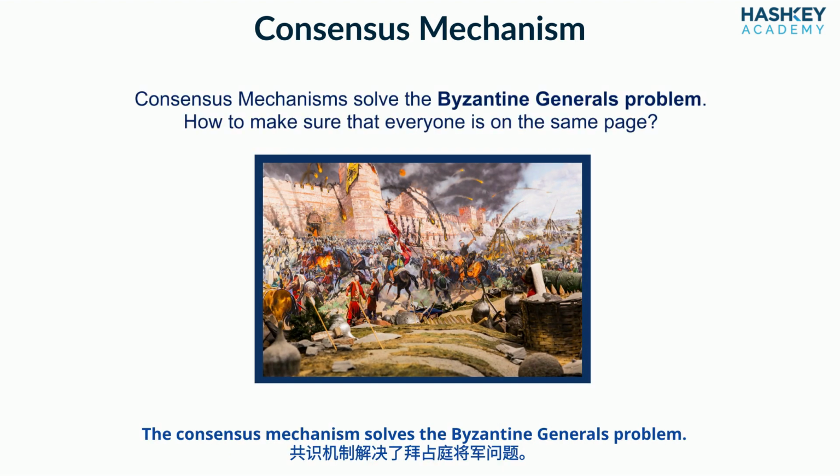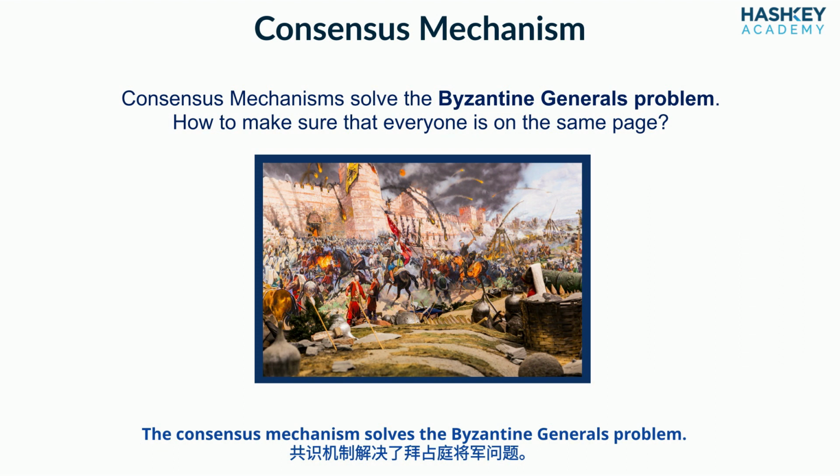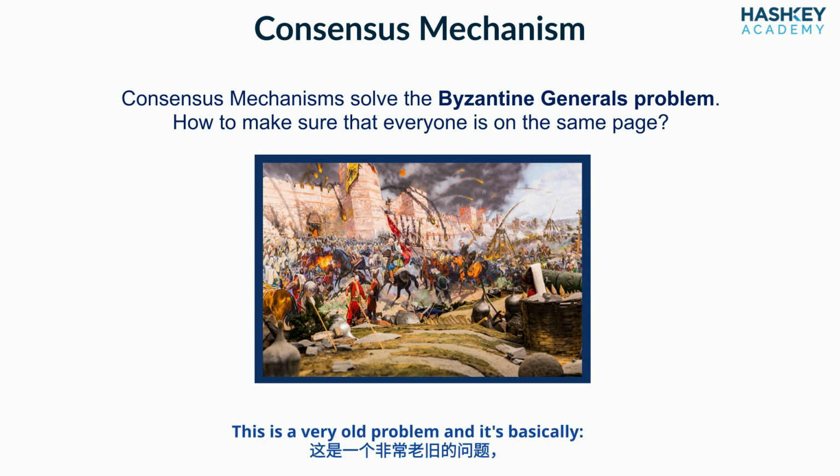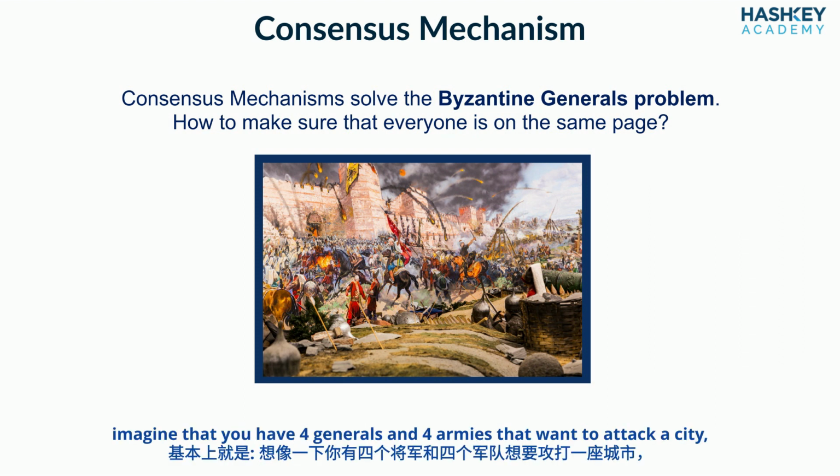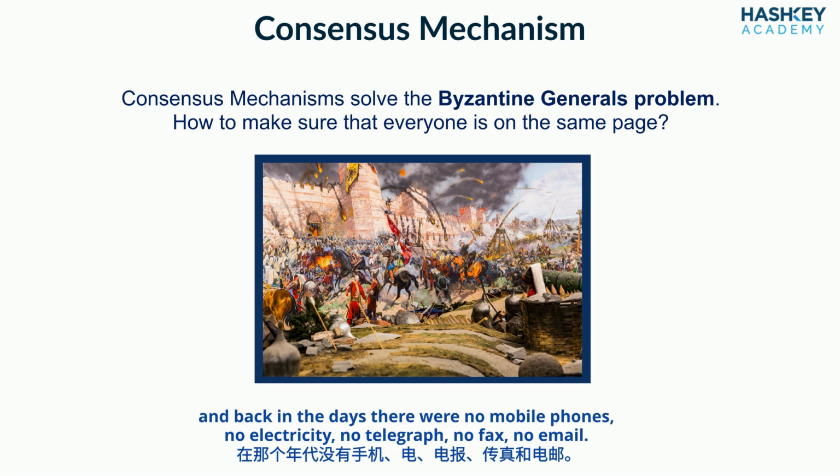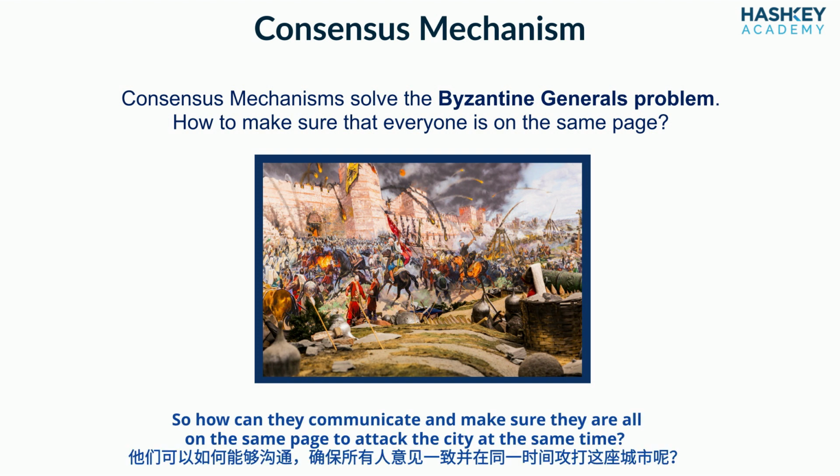The consensus mechanism solves the Byzantine generals problem. This is a very old problem, and it's basically, imagine that you have four generals, four armies that want to attack a city. And back in the day, there were no mobile phones, no electricity, no telegraph, no fax, no email. So, how can they communicate and make sure that they are all on the same page to attack the city at the same time?